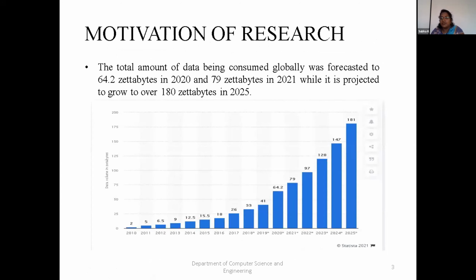With a spike in use of internet, mobile phones, social media, and IoT devices, the volume of generated data is growing exponentially. As per the recent survey, the total amount of data consumed globally was forecasted to be 64.2 zettabytes in 2020, 79 zettabytes in 2021, and it will go over 180 zettabytes in 2025. If the current trends continue, the volume will soon exceed the exabyte scale. So the motivation of the research work is to study the basic concept of big data and how big data is processed in real-time applications.